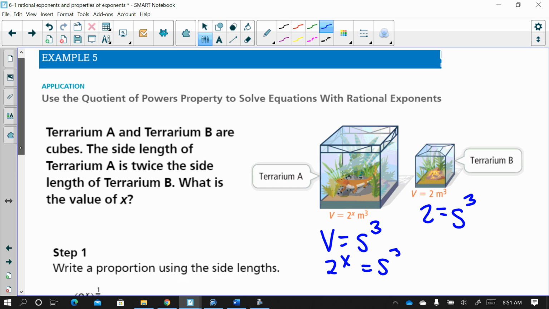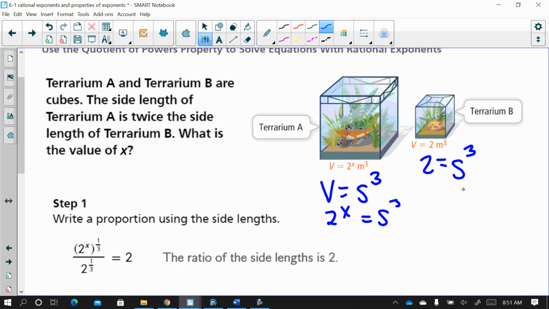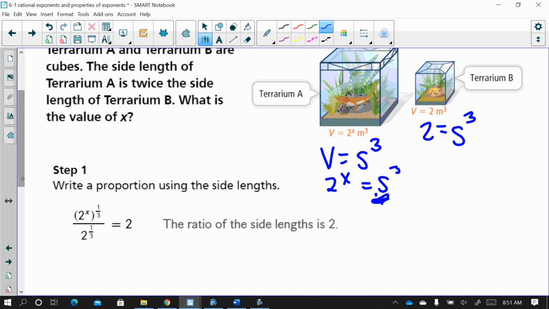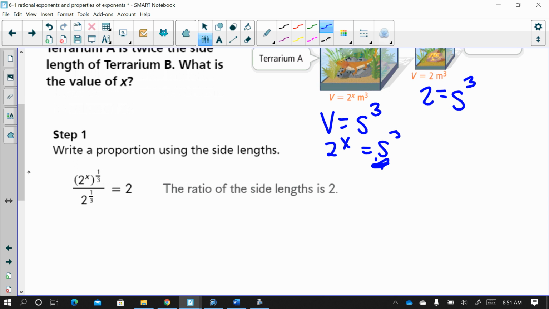So I know that this side right here is twice the side over here. So I know if I take the big one divided by the small one, I better get 2. So for my big side, if I cube root both sides, which is the same thing as raising it to the 1/3 power, I get 2^x to the 1/3. And this one, same thing, I can raise it to the 1/3 power to get 2 to the 1/3. That has to equal 2. So let's start thinking about our rules of exponents.